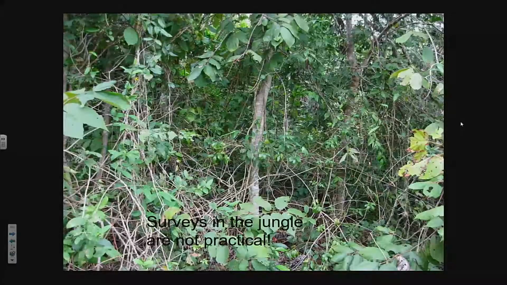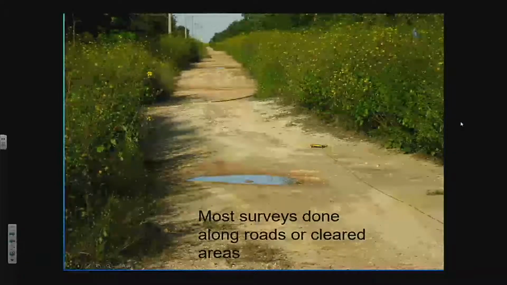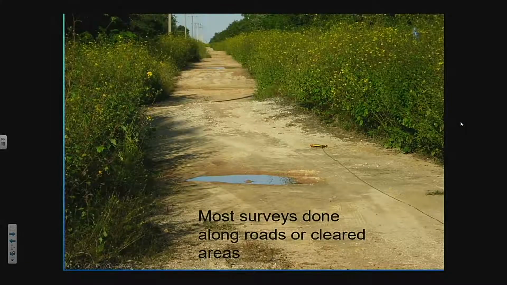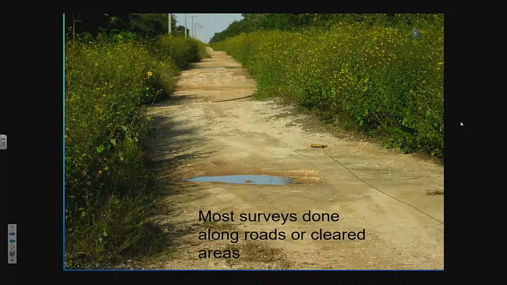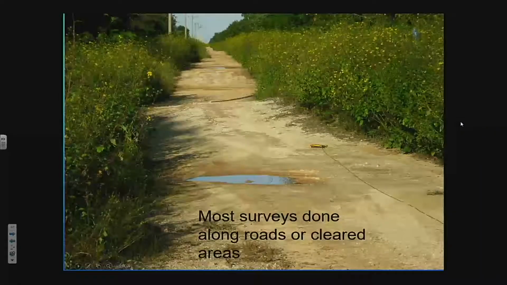One of the things you can't do here is really do surveys in the jungle. This is what it looks like. You'd have to do a lot of chopping to have enough space for a geophysical line. So we work on roads. This is the typical road. You can see our tape laid out here. These roads are mostly along the well field, along the wells.